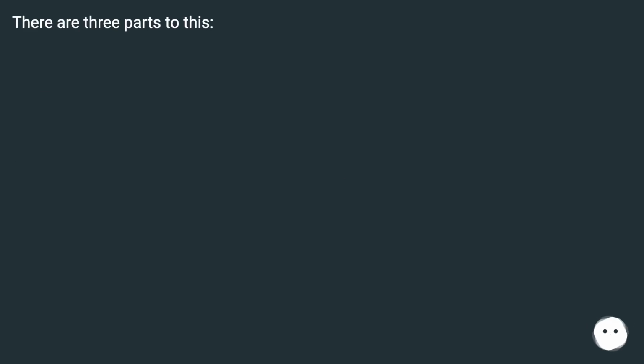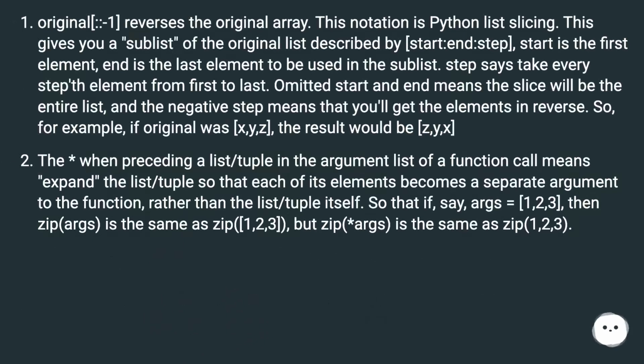There are 3 parts to this. Original[::-1] reverses the original array. This notation is Python list slicing. This gives you a sublist of the original list described by start, end, step. Start is the first element, end is the last element to be used in the sublist. Step says take every step-th element from first to last. Omitted start and end means the slice will be the entire list, and the negative step means that you'll get the elements in reverse. So, for example, if original was [x, y, z], the result would be [z, y, x].